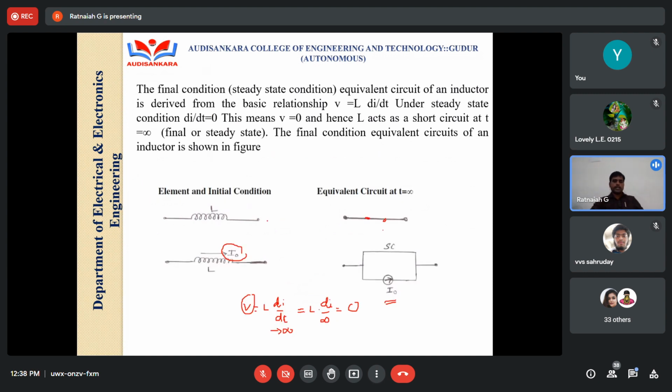But while coming to the steady state or final condition, that is at t equal to infinity, the inductor will act as a short circuit. If the initial current is I naught, the inductor can be replaced by a short circuit in parallel with the current source I naught. These properties you have to follow for the inductor element. So initially the inductor acts as an open circuit, at steady state the inductor acts as a short circuit. You just keep in mind.